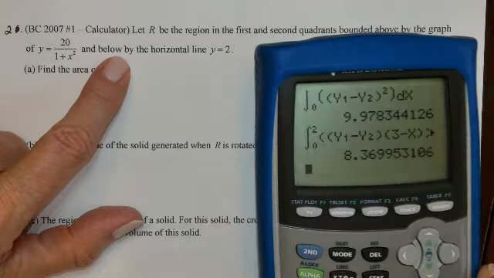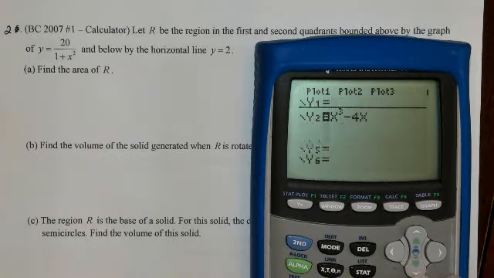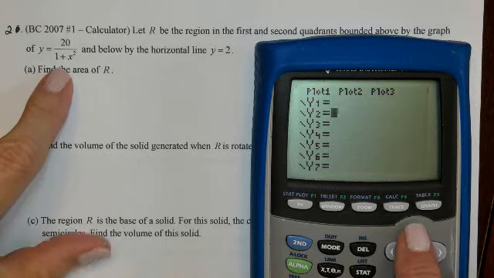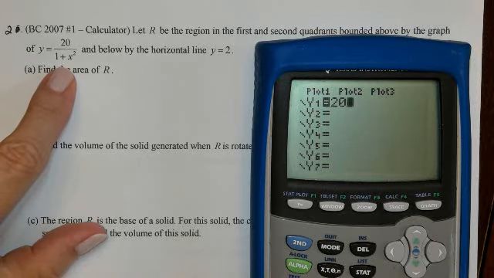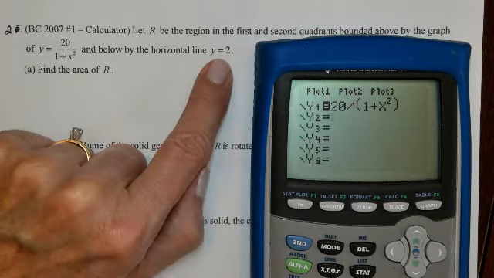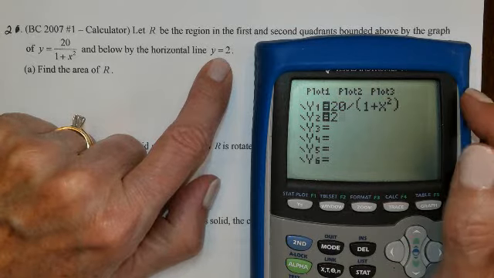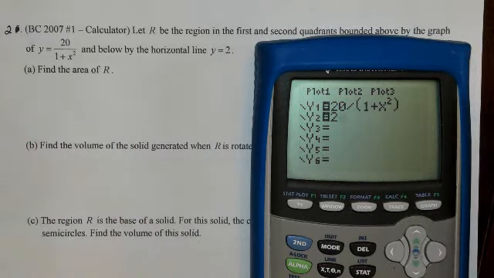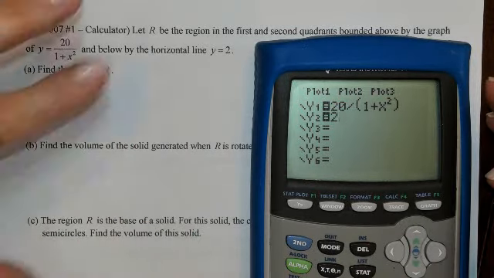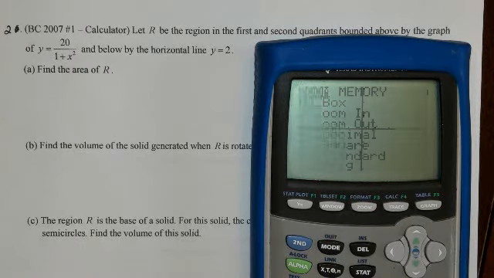So again, let's go and get a picture of what's happening here. Let's go to our calculator, clear out what's there. So we need to put 20 divided by, don't forget parentheses around that denominator. And then we're bounded below by the line y is equal to 2, so I'm going to put 2 in there. Okay? And I'm not sure what this graph is going to look like. I could do a little work here to figure it out, but I think I'm just going to do zoom 4, and that'll just give me a general graph here.